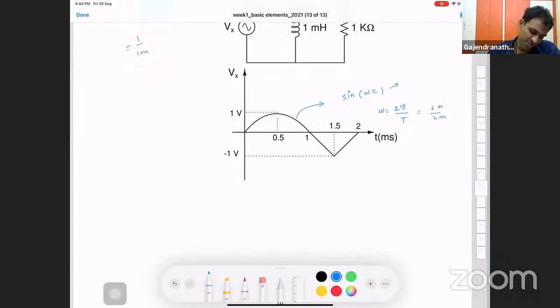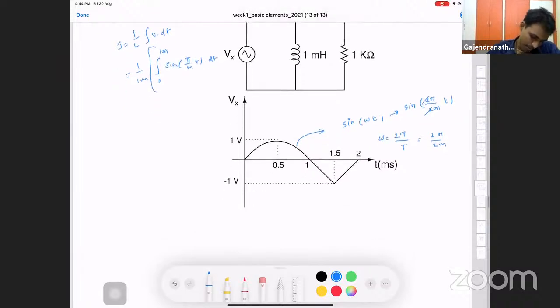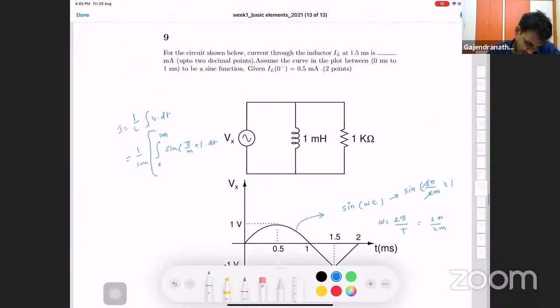So the definition of this equation is sine of 2 pi by 2 milli times t, right? Okay, so the integration of this we have to find, right? So integration from 0 to 1 millisecond of sine, the 2 cancels, so it is pi by m times t dt, plus c. And now we wanted to find at 1.5 milliseconds.